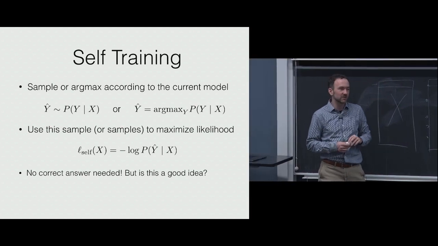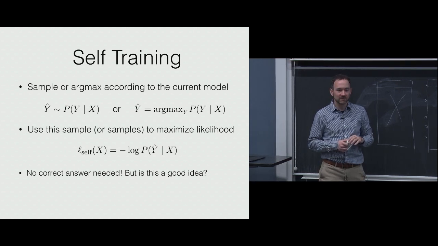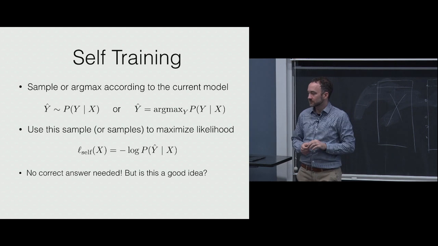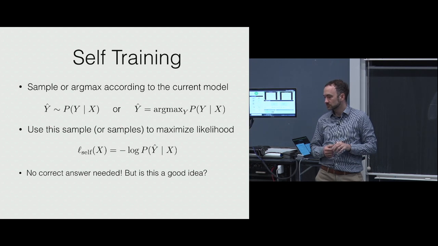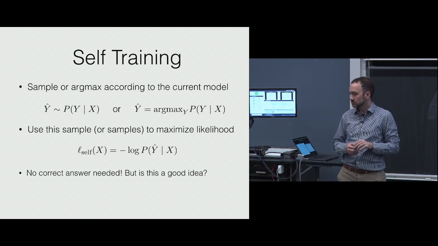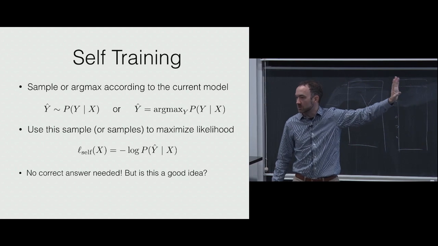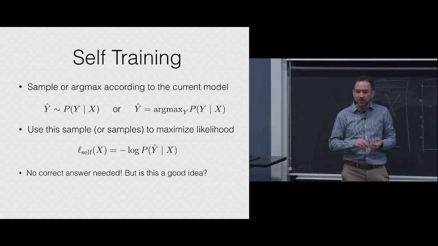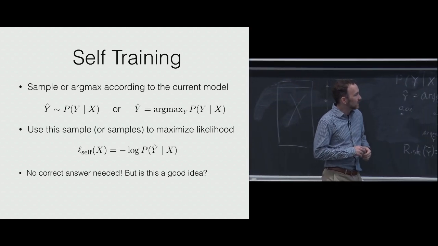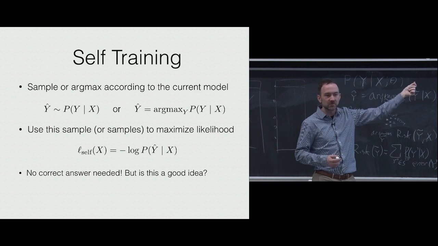Does this seem like a good idea to do this? Can anyone see any problems with this here? Yeah. Like we are always sampling with the correct answer, so this would never learn the cases where we actually encounter some mistake. Mm-hmm. Well, actually the argmax up here might make a mistake because this is according to the current model. In fact, that's actually kind of the problem. The current model might make mistakes, right? So if you make mistakes, you generate things, you train to maximize the likelihood, you're just going to be reinforcing your errors.